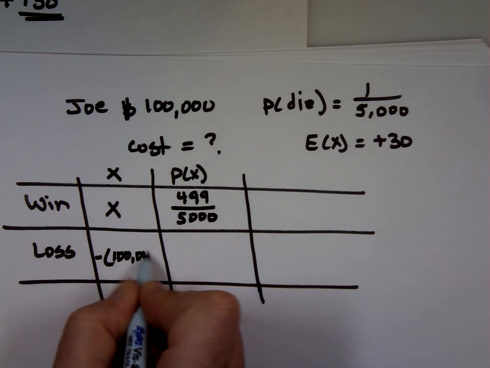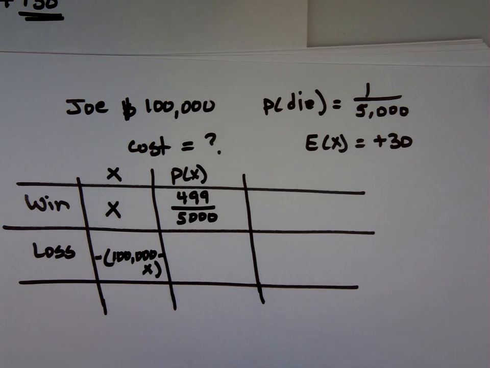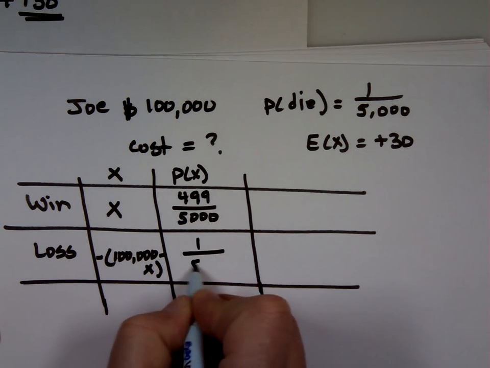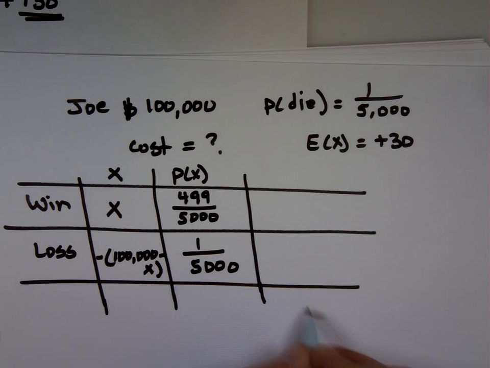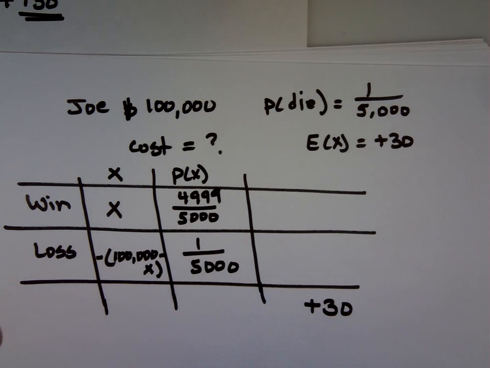100,000 minus X, right? That's what they're going to lose. 100,000 minus X, and the chance of that happening is 1 over 5,000. Remember, I want this number to be 30. I'm working it backward now. Shouldn't that be 4999? 4, 9, yeah, one more 9. Trying to kill you there, Joe, I told you. Yep.